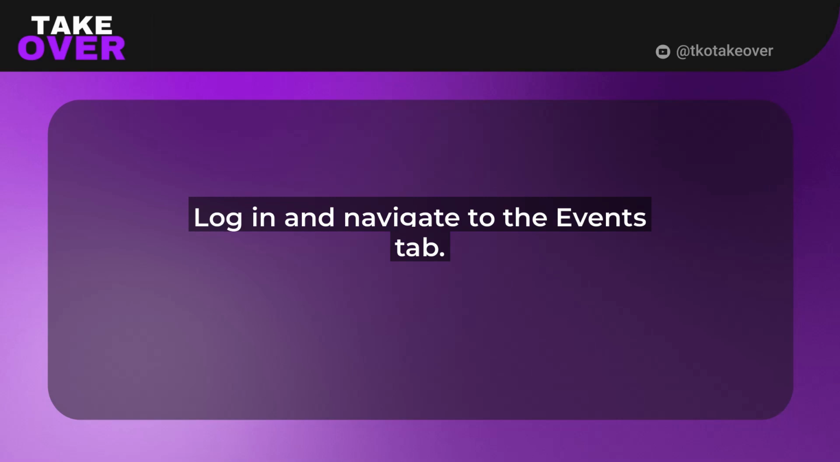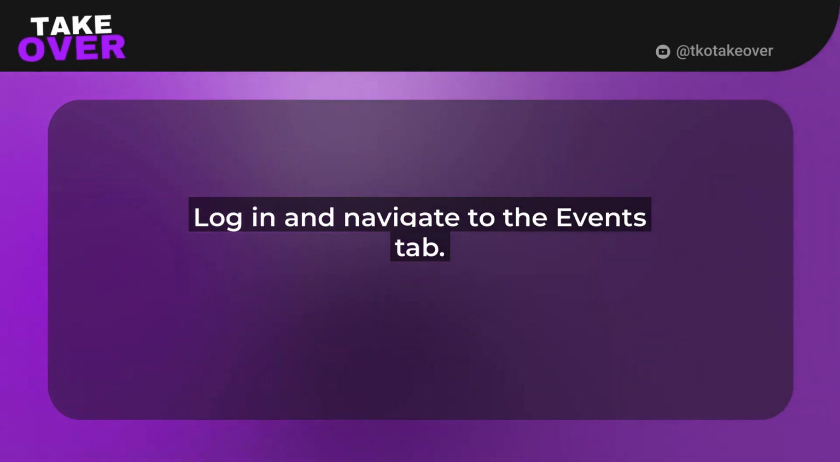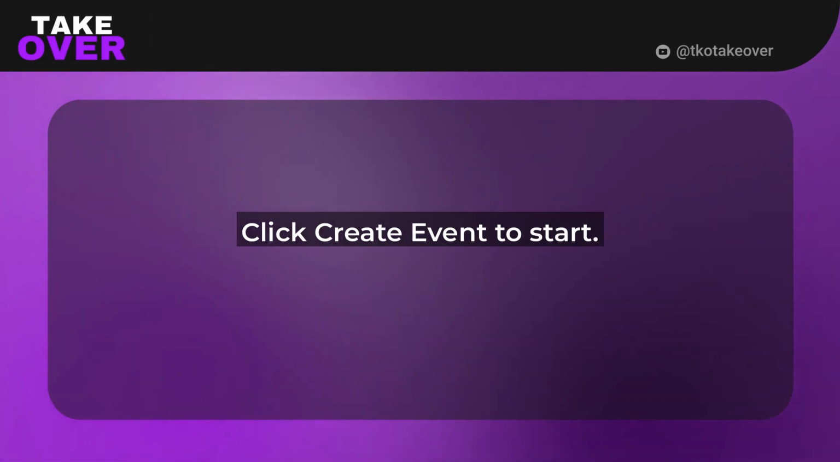First things first, make sure you're logged into your LinkedIn account. Once you're in, head over to the homepage and look for the Events tab. It's usually right up top in the navigation menu. Click on it, and you'll see an option to Create Event. That's your starting point. Now, let's fill in the details.